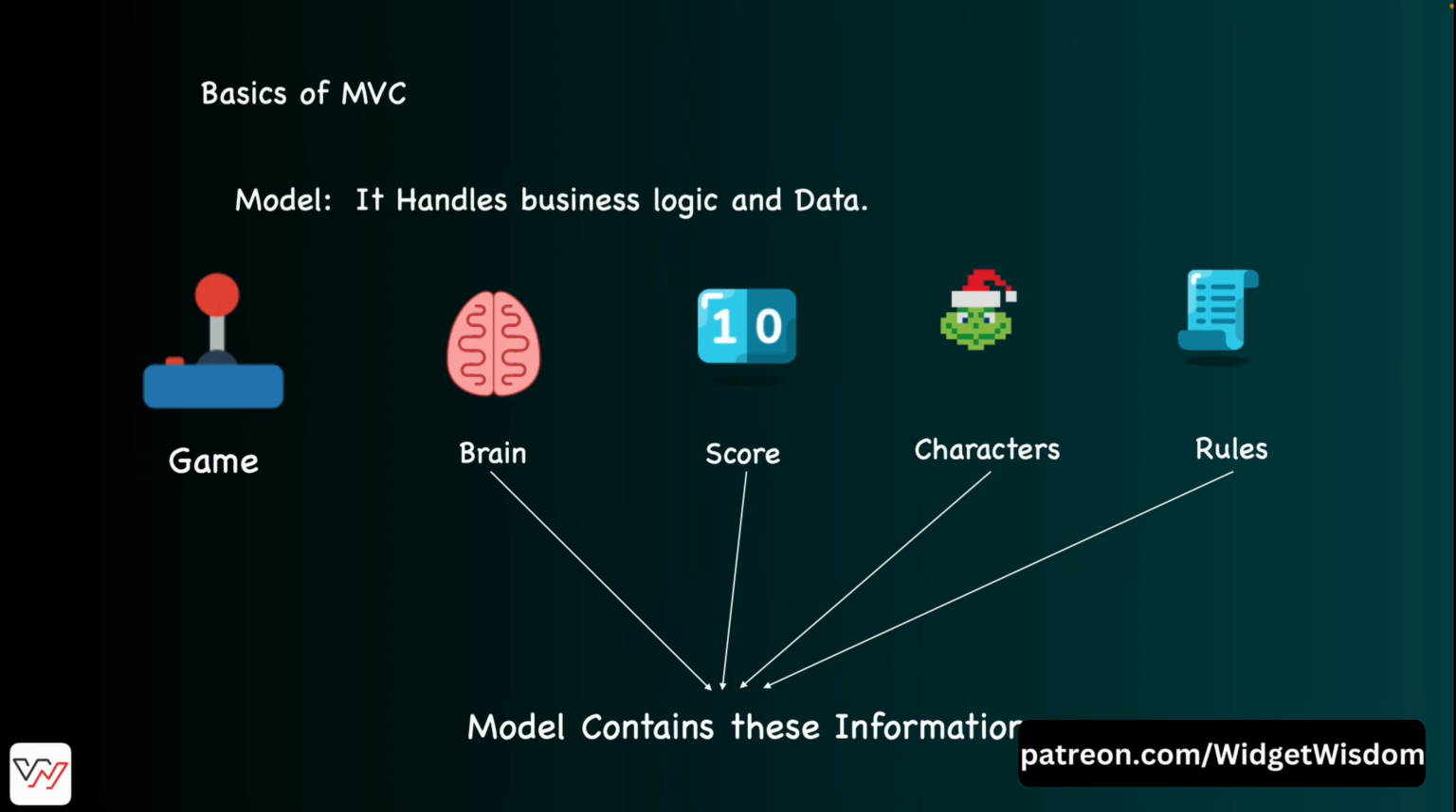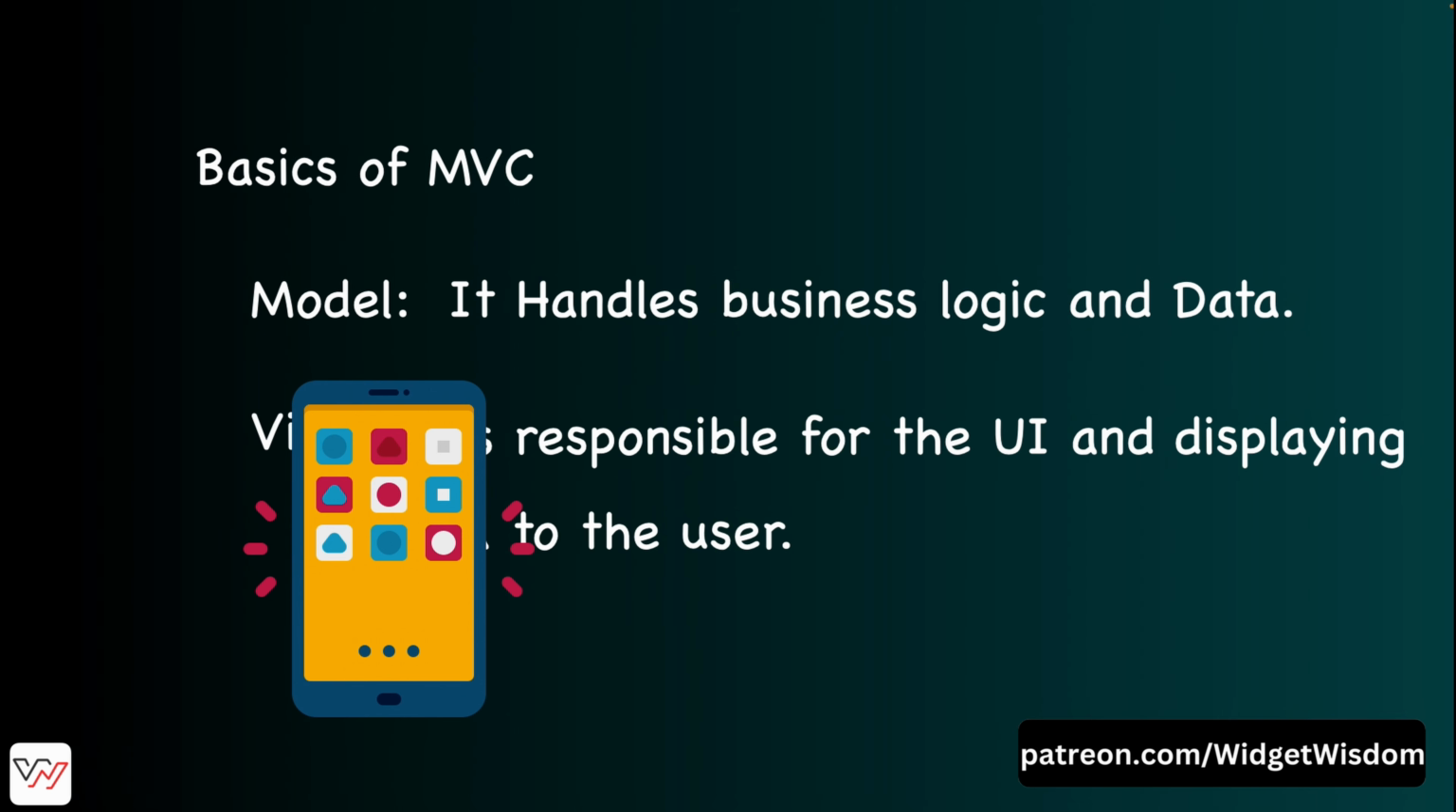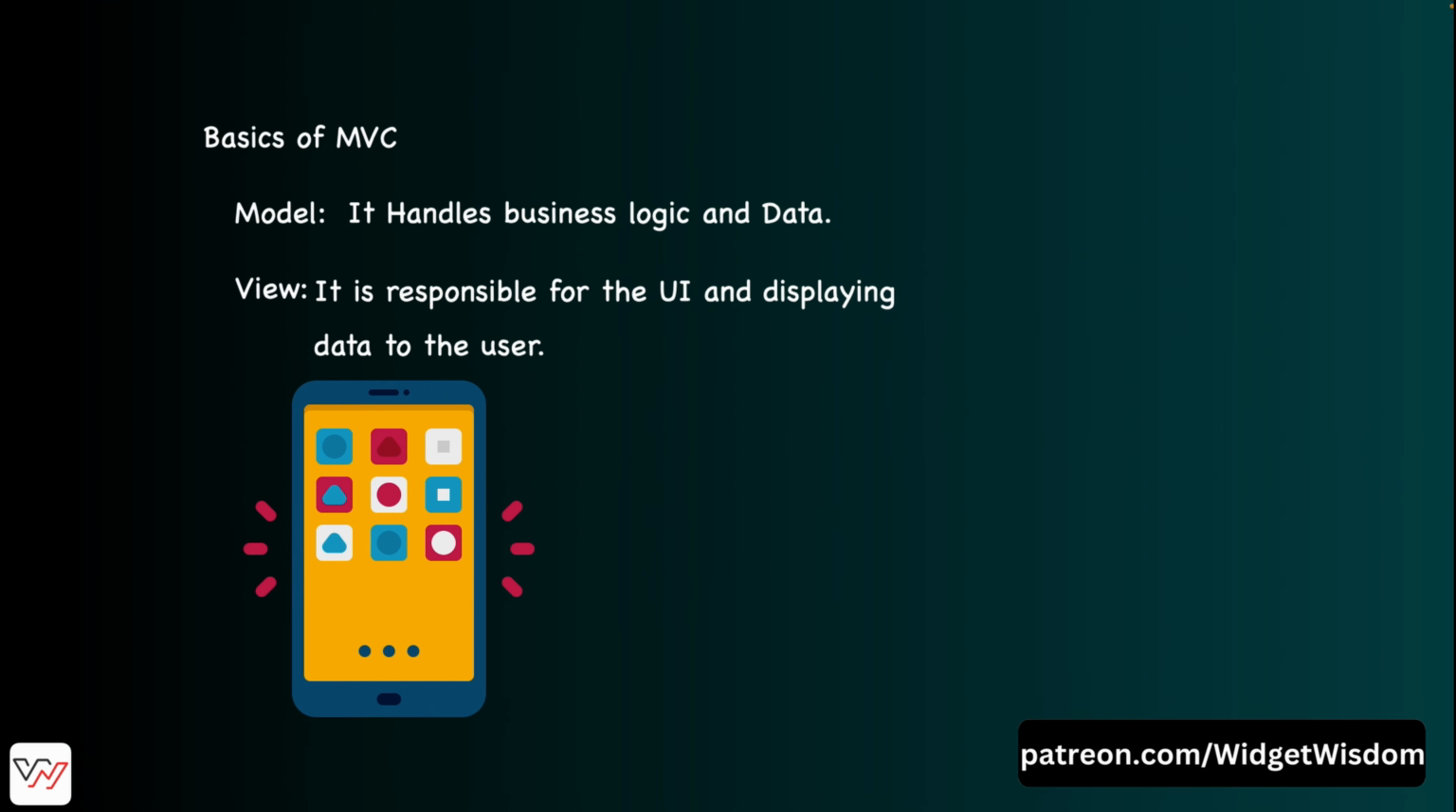Next, we have the view, which is responsible for the UI and displaying data to the user. The view is what you see on the screen, like the game display. It's the character running, the coins, and the score at the top of the screen. The view shows you what is happening in the game but doesn't know how the game works. It just displays whatever the model tells it to.